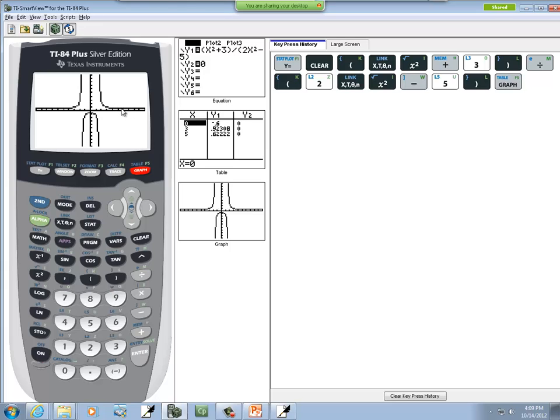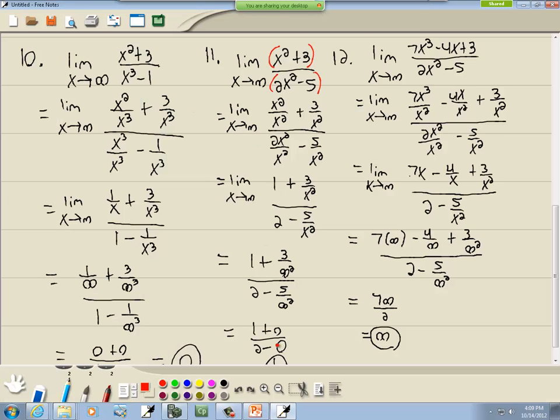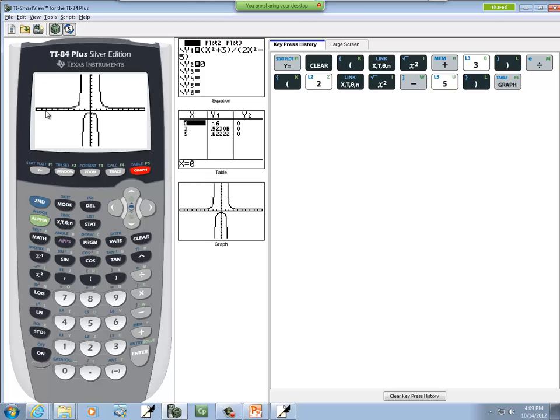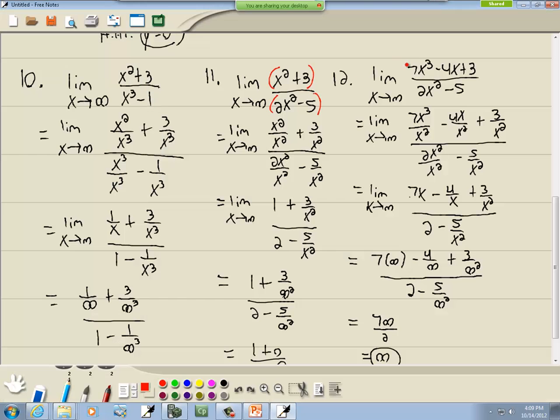Now see how this seems to be coming down here, and then it looks like a straight line. It's just getting closer and closer to 1/2. The 1/2 here, that's a horizontal asymptote. Same on this side. Okay, let's look at this one.